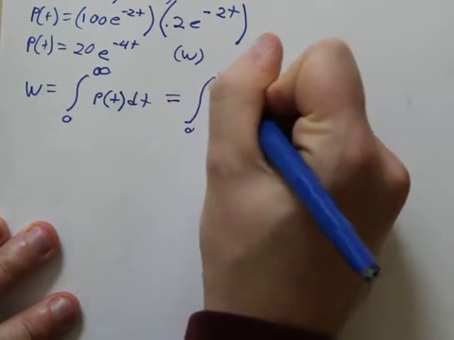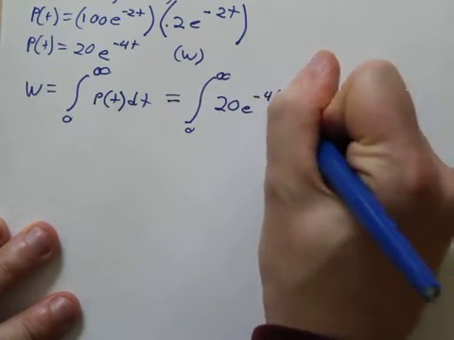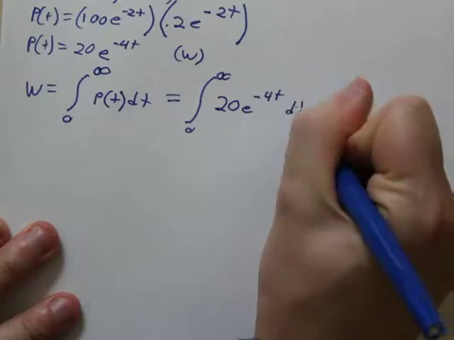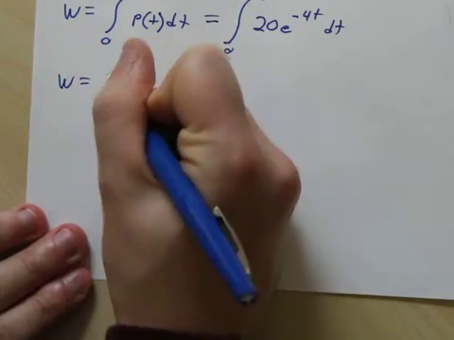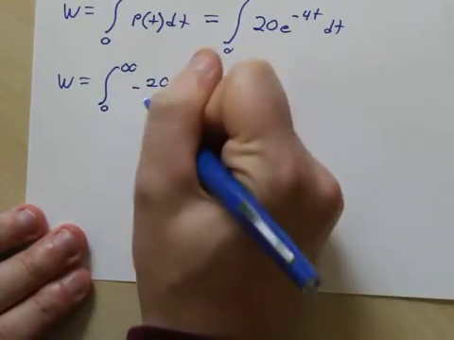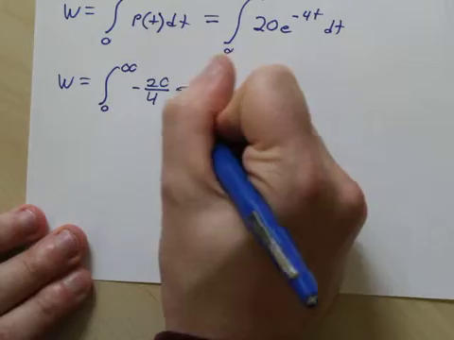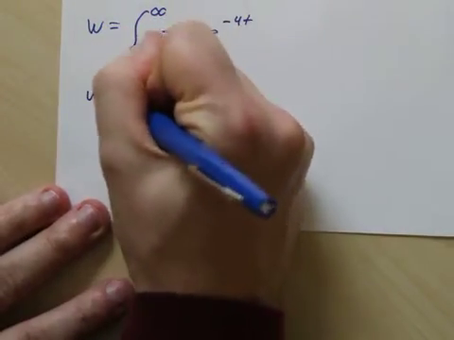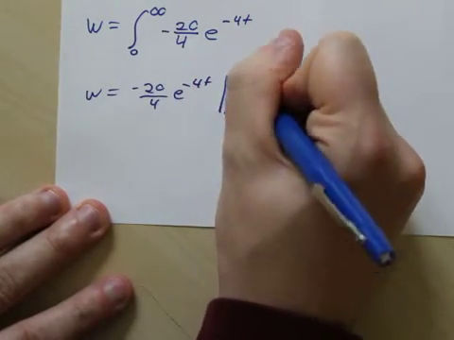So with that, we're going to do the same integral, 0 to infinity of 20 e^(-4t), and we got that from the equation we just solved for before, dt, because we're integrating with respect to t. If we integrate this, we get W equals minus 20 over 4 times e^(-4t), where the minus goes with the 4 when we pull it down. Then to solve that, we evaluate from 0 to infinity.